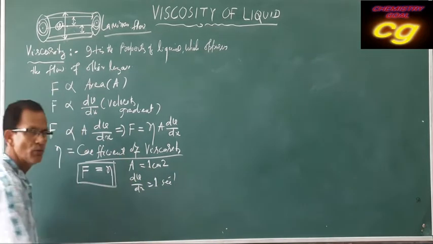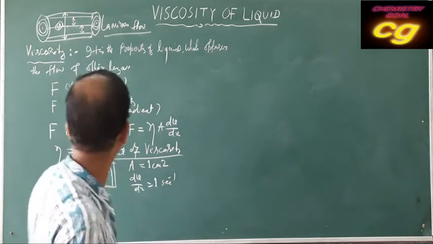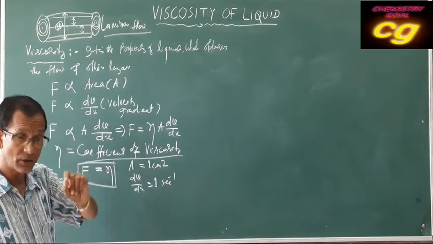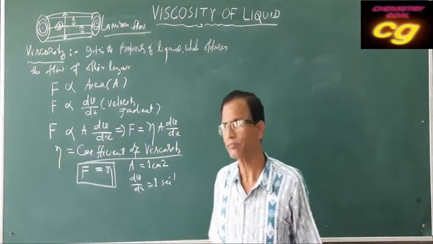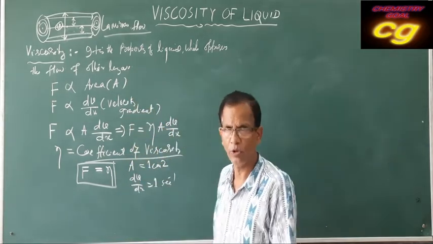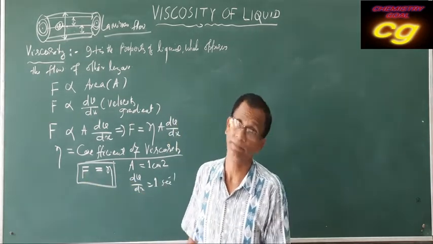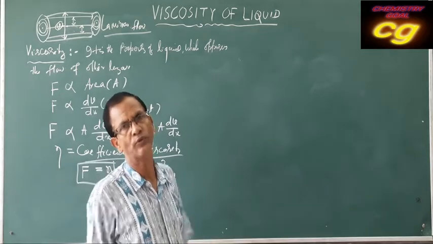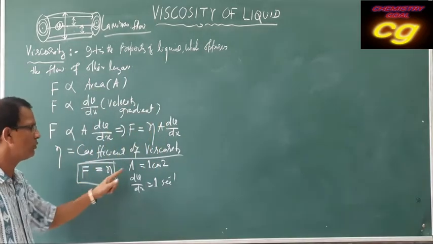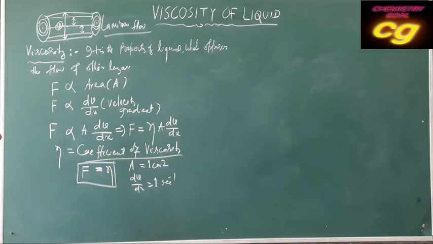So if velocity gradient is 1 and area is 1, then the force between the two layers is equal to the coefficient of viscosity. So the coefficient of viscosity is the unit to measure the viscosity of liquid. If your coefficient of viscosity is more, that means your viscosity is also more, which means the attractive force is more. If force is more, the liquid flows slowly. If intermolecular attraction is more, then liquid flows slowly. So F is equal to eta when area of cross section is 1 centimeter square and velocity gradient is 1 second inverse. Now I can write the unit of eta.